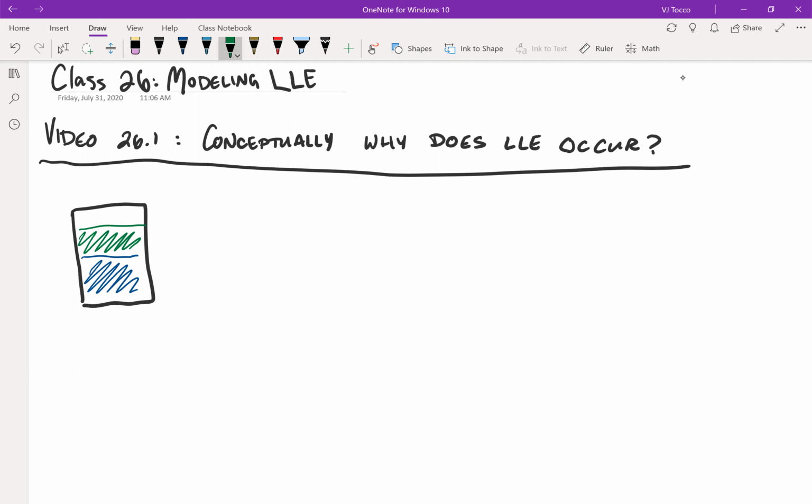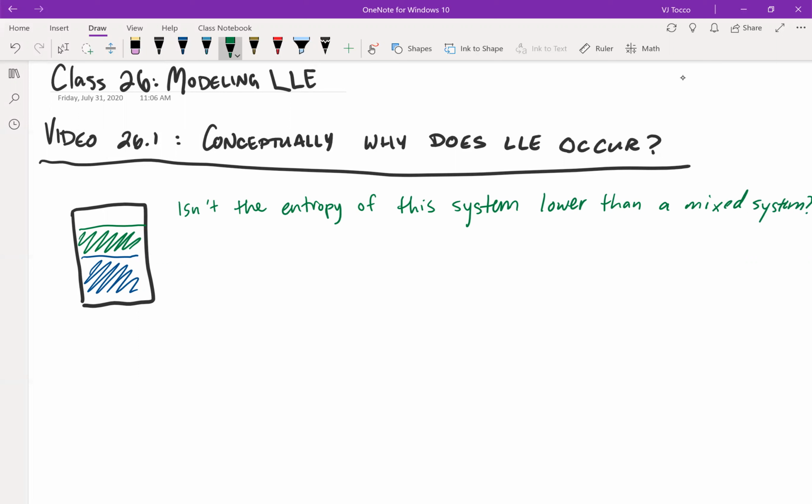Because after all, this system looks like it is more orderly than a system that is mixed together, and therefore isn't the entropy of this system lower than a mixed system? And the answer is yes, right? This is a lower entropy system, but also remember that that isn't the whole story. Remember, the universe tends toward higher entropy, but it's not actually entropy that is the final deciding factor.